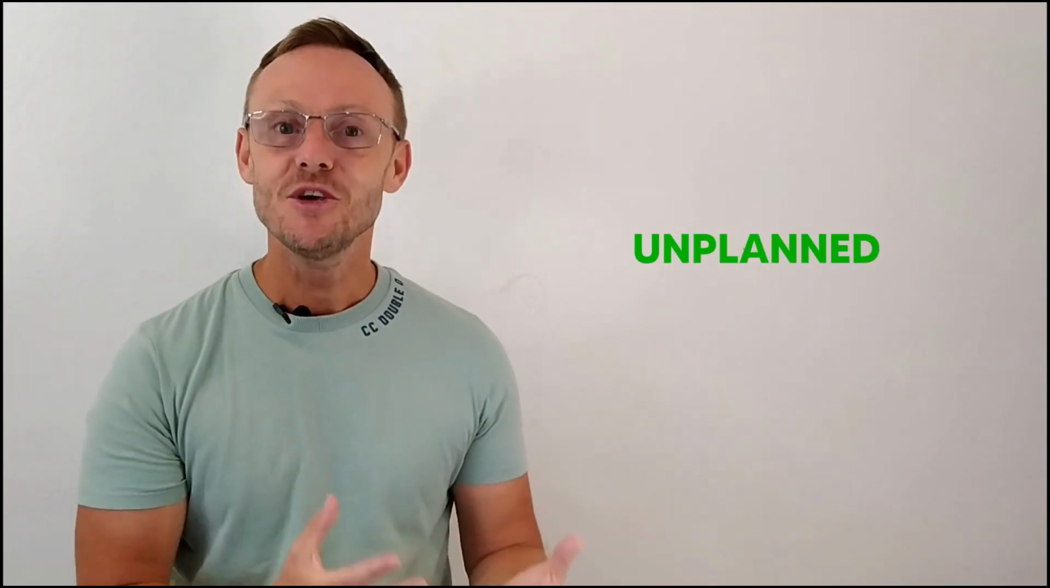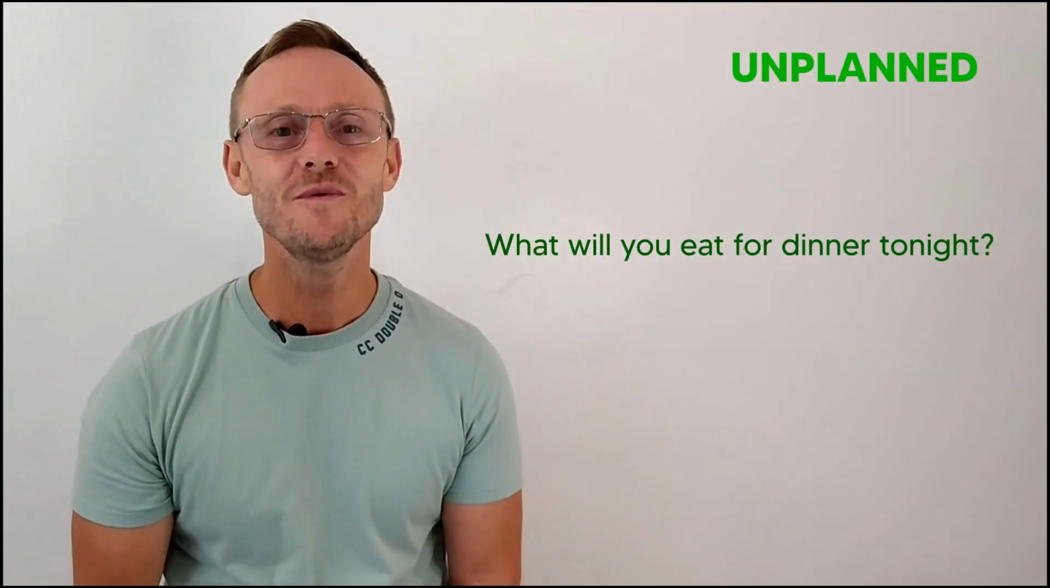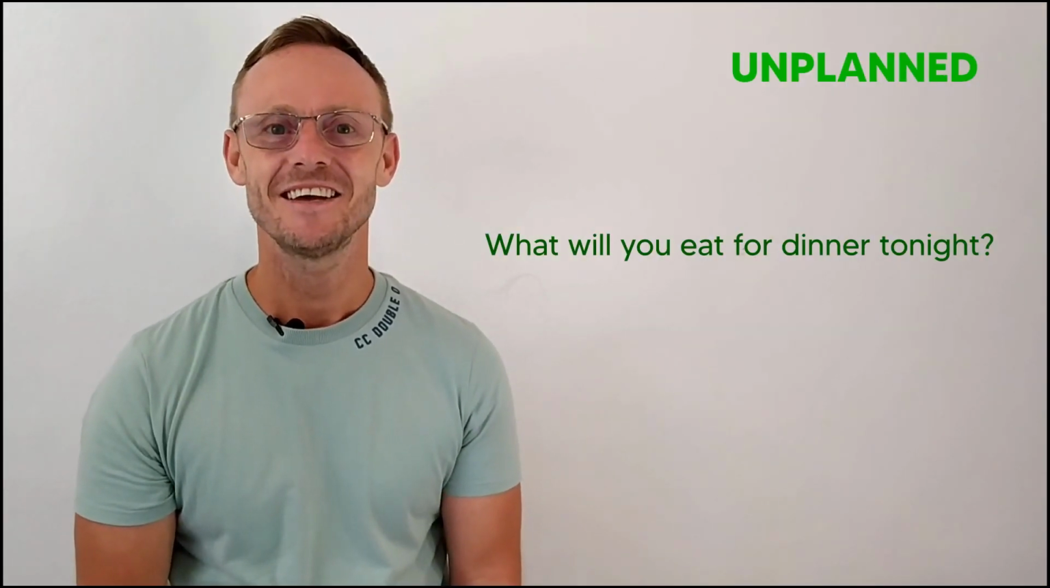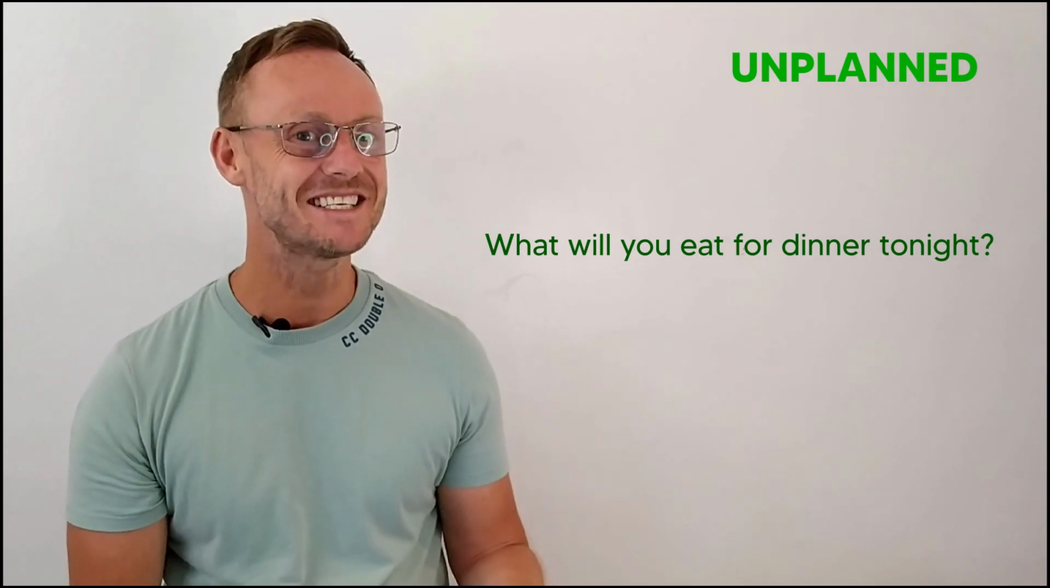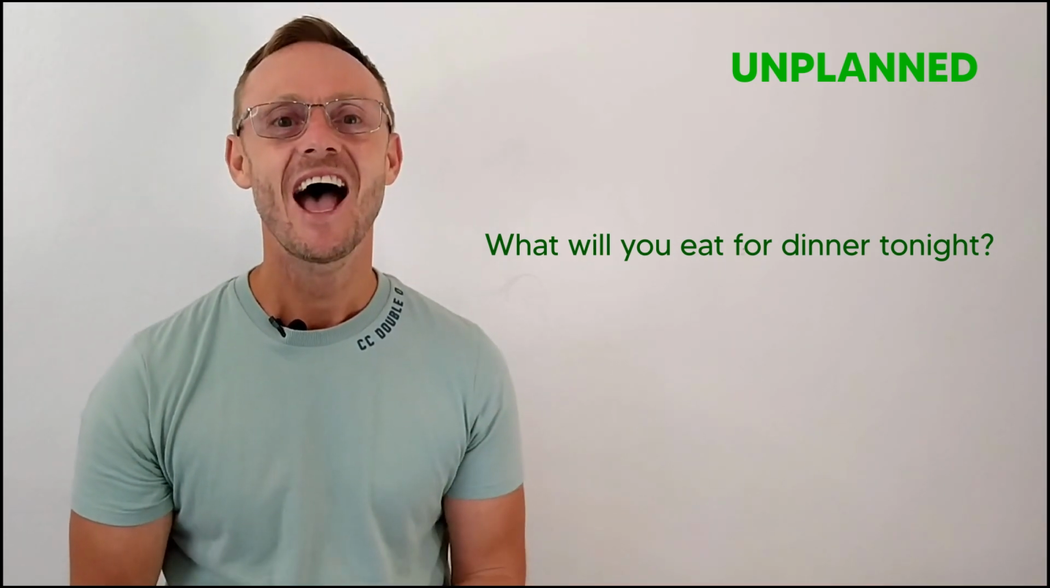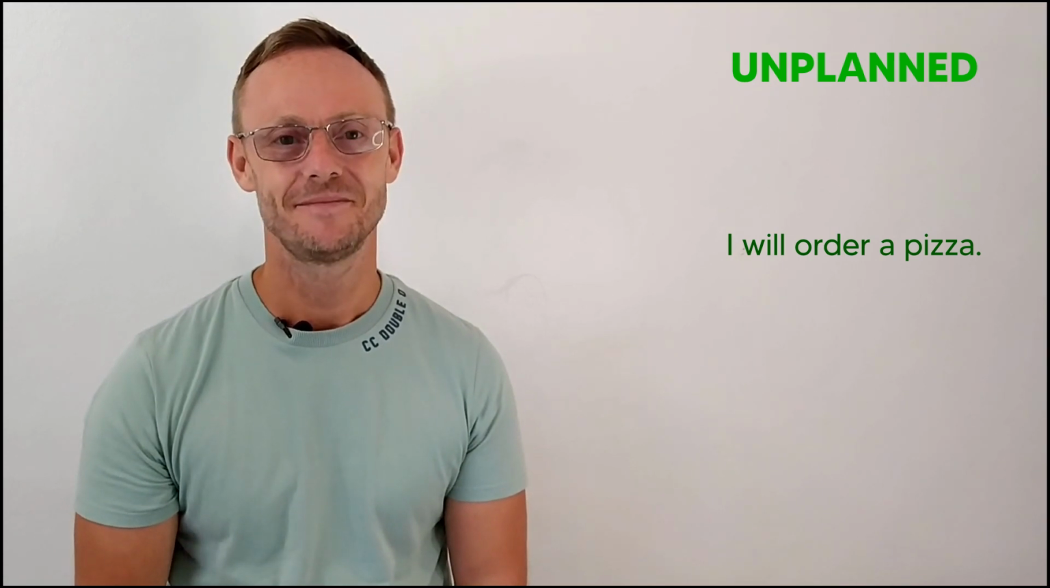If someone asks us a question and we don't already have a plan, we can use future simple. For example, you might be talking to one of your friends and your friend might be curious about your plans for tonight, and your friend might ask you, what will you eat for dinner tonight? And if you hadn't already decided, you could say, I will order a pizza.